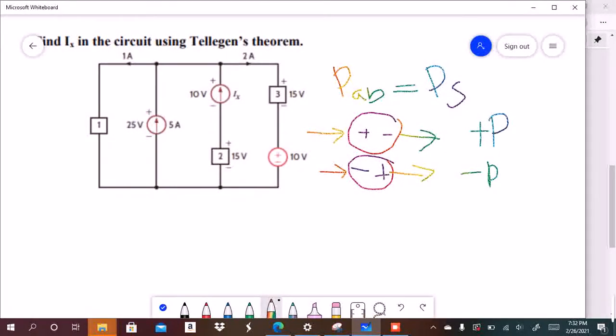And negative is supplied power because you lose potential energy. Positive is absorbed because you absorb potential energy as the current goes through. So let's start.